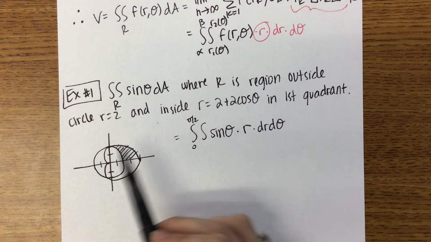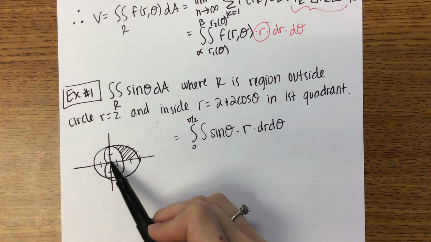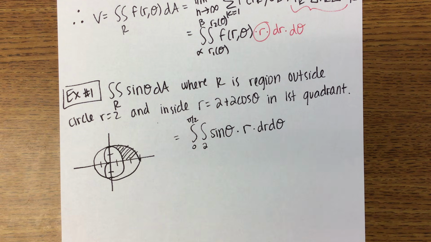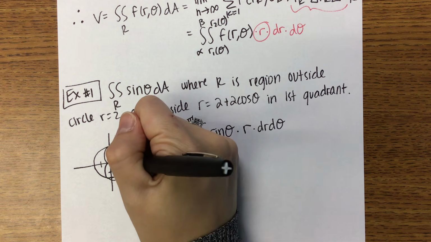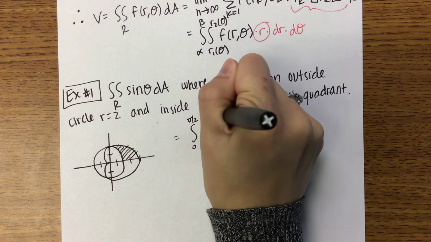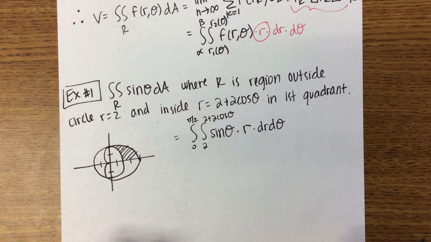In the case of r, if I start at the origin and I go out, I'm always going to get to r equals 2 first. And then I'll get to the other function, so that's 2 plus 2 cosine theta.